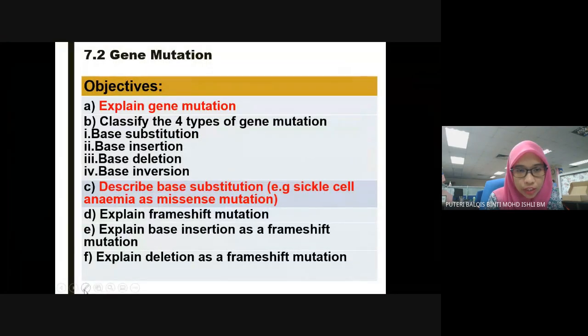Explain gene mutation, classify the 4 types of gene mutation: base substitution, base insertion, base deletion, and base inversion. Describe base substitution, explain frame shift, explain base insertion, explain base deletion. Okay, so I'm going to go to AB only. AB ni pun tak sampai semua. Saya pergi sampai satu ni je.